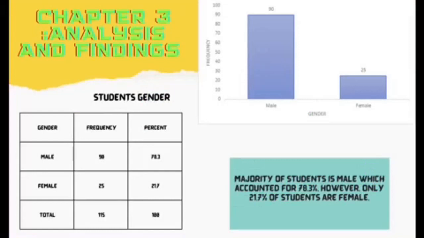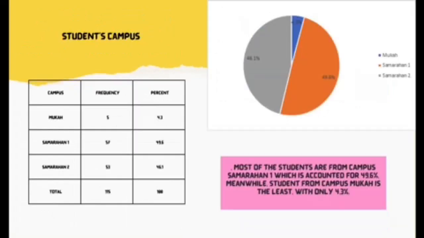Chapter 3, Analysis and Findings. For the first question, student gender, the majority of students are male, which accounted for 78.3%. However, only 21.7% of students are female. Next, student campus. Most of the students are from campus Samarahan 1, which accounted for 49.6%. Meanwhile, students from campus Mukah are the least, with only 4.3%.